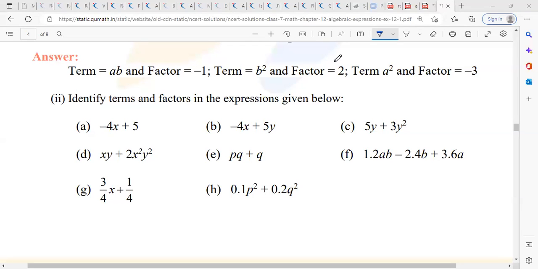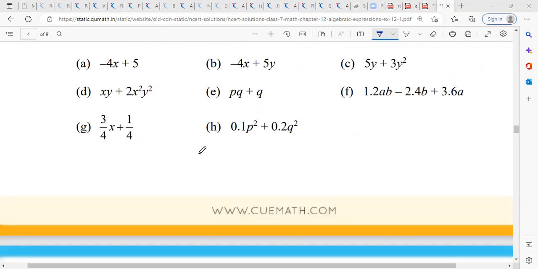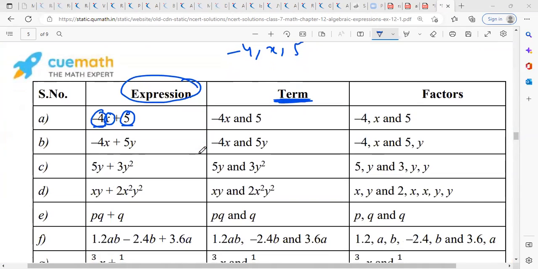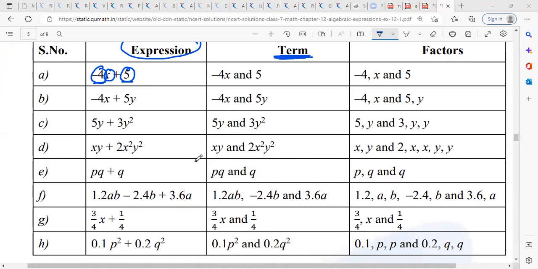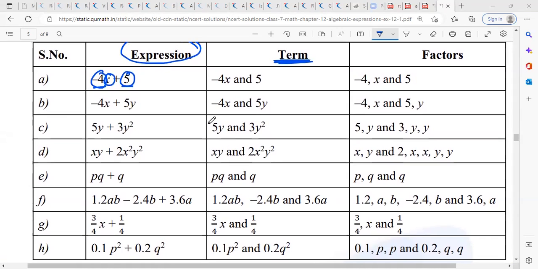Ma'am, done. Okay. So, I hope you got it like this. Let's just check your answers one by one. For this, it was the same, right? But only it was y. For this, the terms are 5y and 3y square, and the factors are 5y, 3y, y, right? And for this, the terms were 3xy, 2x square y square and xy.